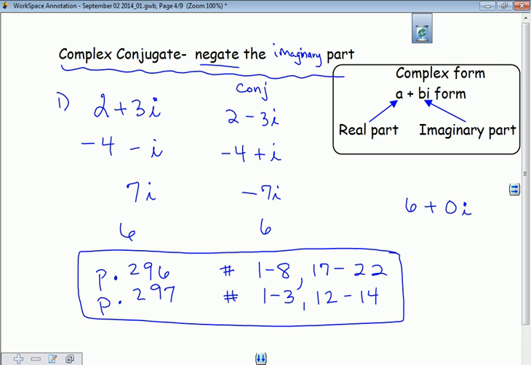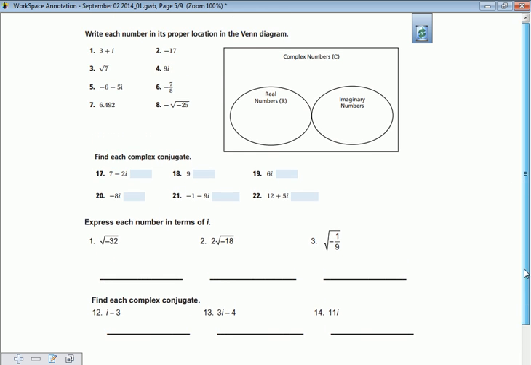Definitions. Okay, those of you that have your workbook, if you would turn to page 296, we're going to do 1 through 8 and 17 through 22. And then on 297, 1 through 3 and 12 through 14. Now, this is the green workbook, and some of you have it and some of you don't. So here are the problems for those of you that don't have it to look at.